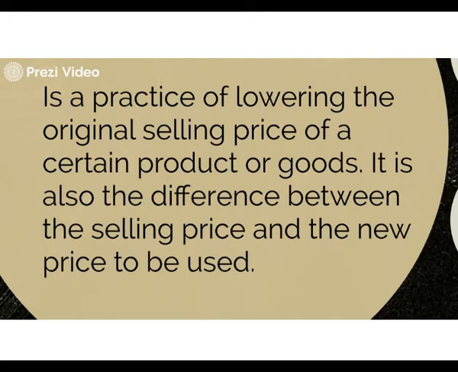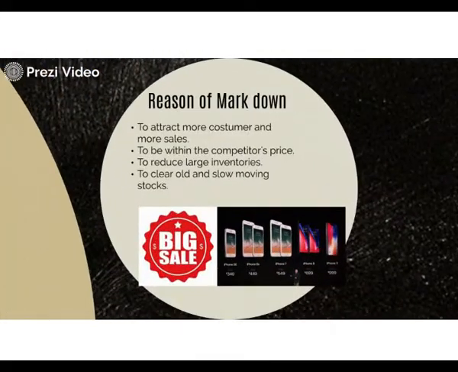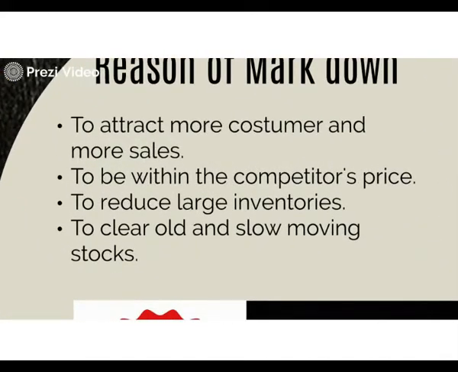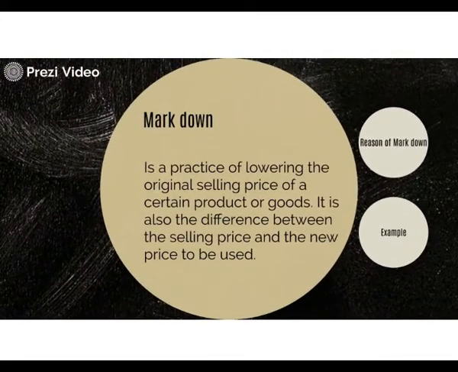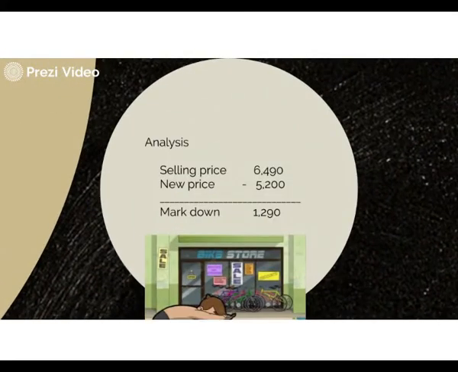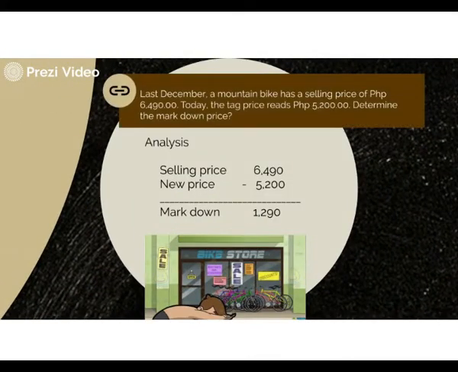Before we give an example, let's first state the reasons why business owners mark down their item or their product. The first one is to attract more customers and more sales. Second one, to be within the competitor's price or to reduce large inventories. And last one, to clear old and slow moving stocks or the old-fashioned stocks. So now let's proceed with the example of mark down.